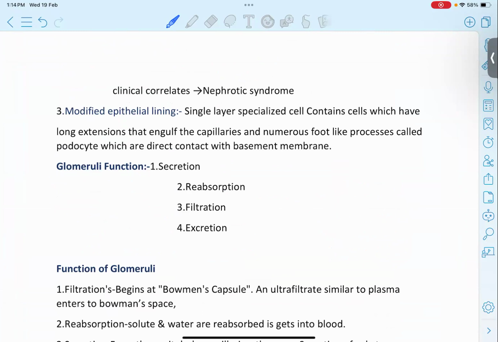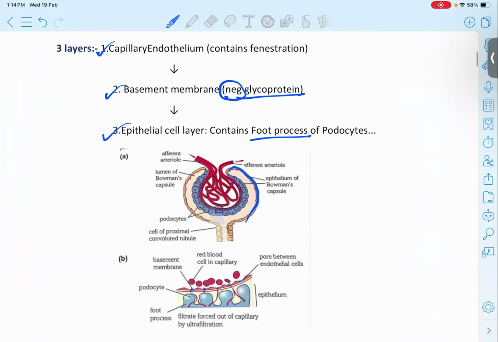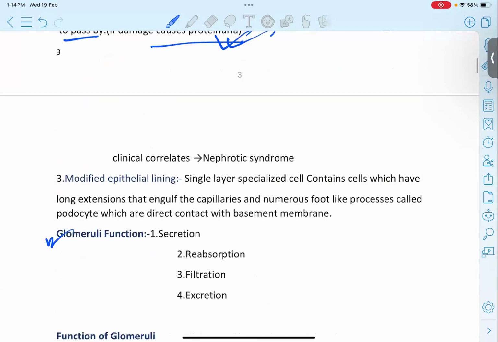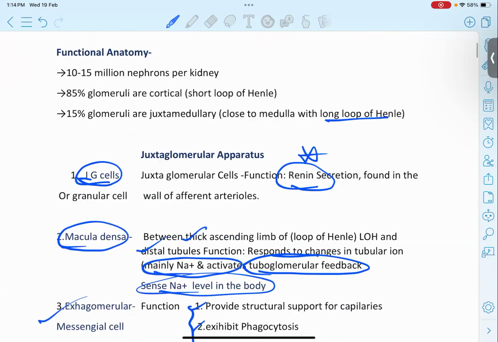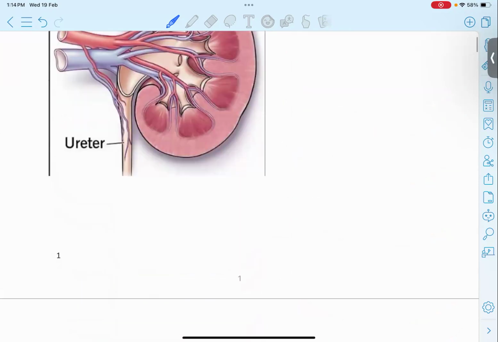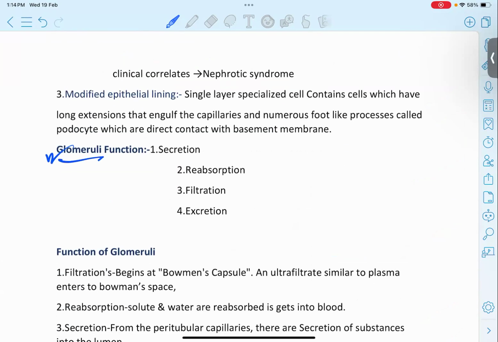So lastly, the modified epithelial lining has numerous foot process-like cells, which are called podocytes. Now the function of glomeruli, these are the function of Bowman's capsule. So the function of Bowman's capsule is only filtration, because Bowman's capsule is only this portion, okay? But Bowman's capsule plus all of the tubules will together form what? Will together form glomeruli. And the function of glomeruli, it has 4 functions.